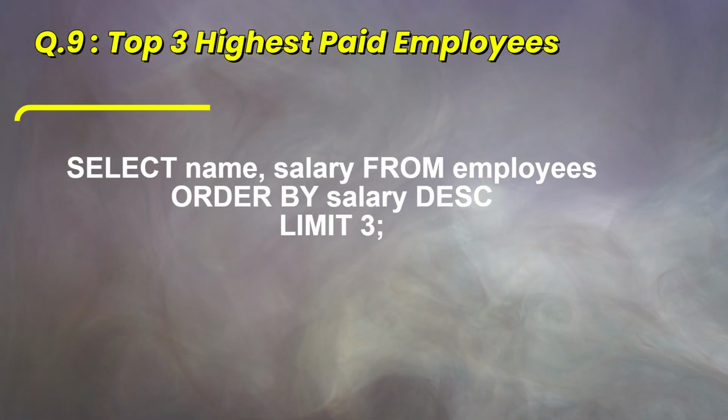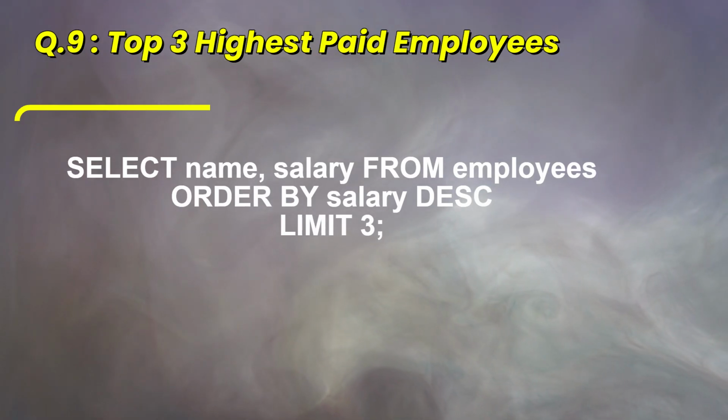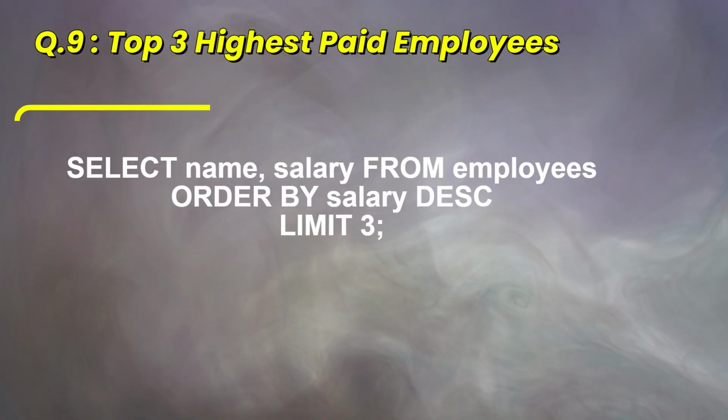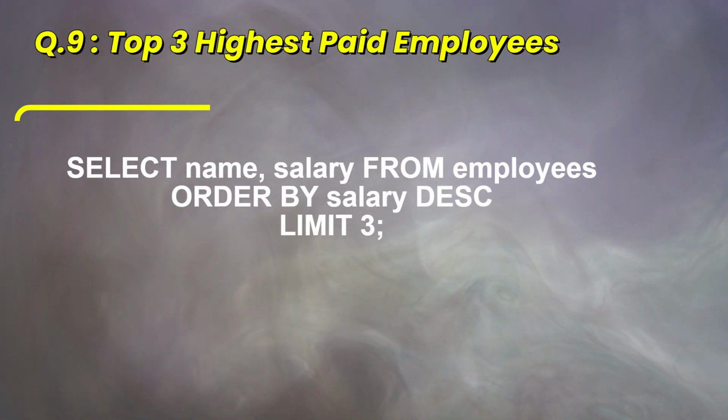Question 9. Top 3 highest paid employees. To get the top 3 highest salaries, we can write. Explanation. We sort salaries in descending order, so the highest is first. LIMIT 3 picks the top 3 employees. This is useful for reports or ranking employees.